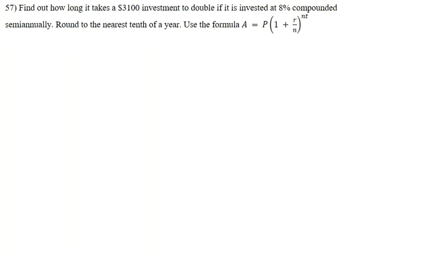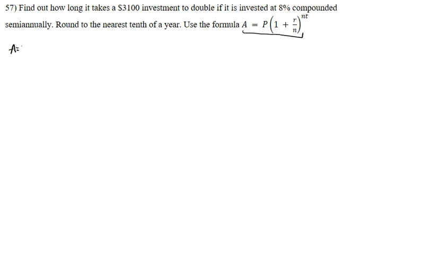We're looking at question number 57, and it's asking us to find out how long it takes a $3,100 investment to double if it is invested at 8% compounded semi-annually. And then it wants us to round to the nearest tenth of a year and use the formula A is equal to P times the argument of 1 plus R divided by N raised to the power of N times T. So let's go ahead and break down this formula.